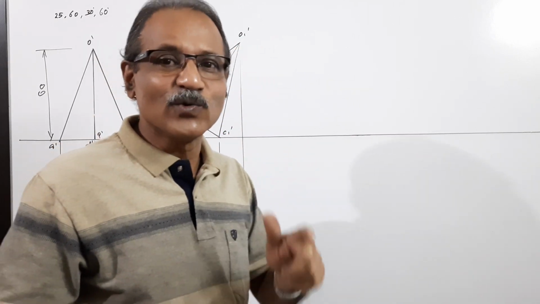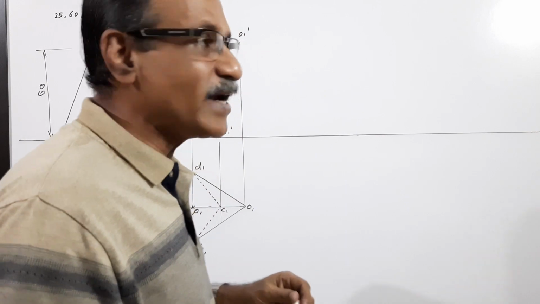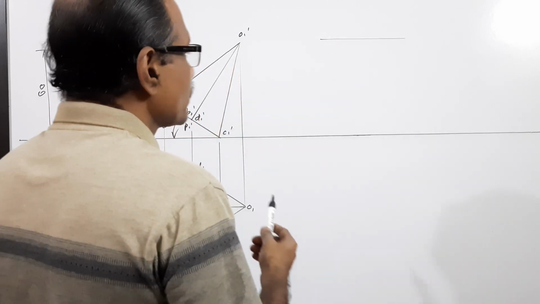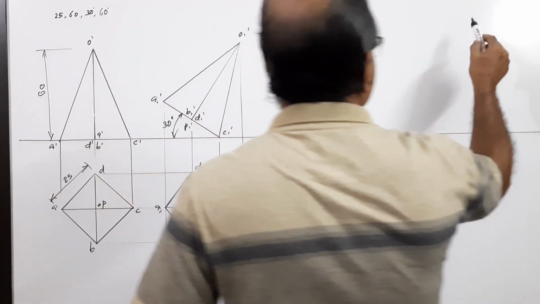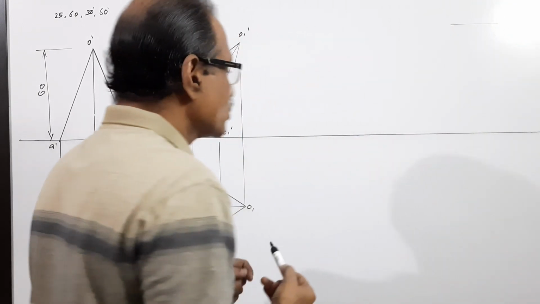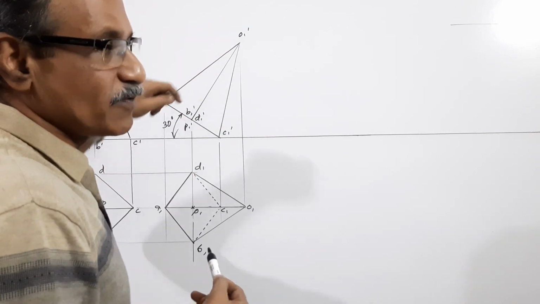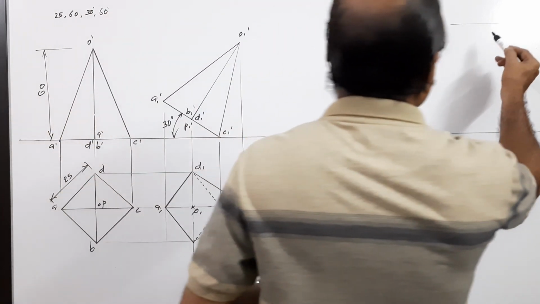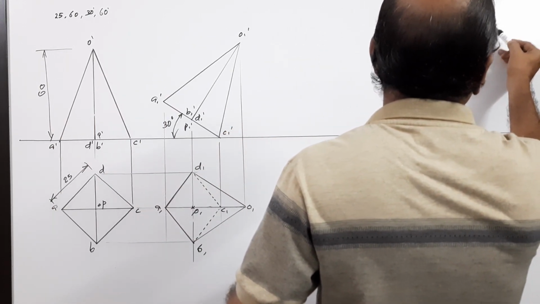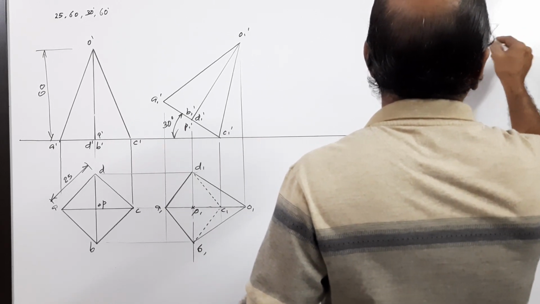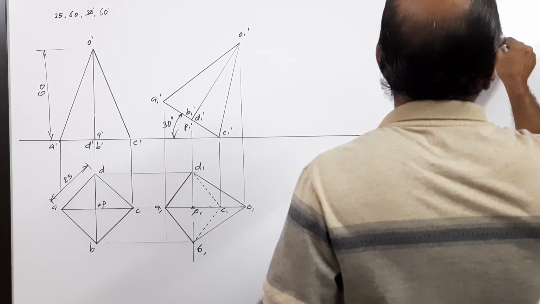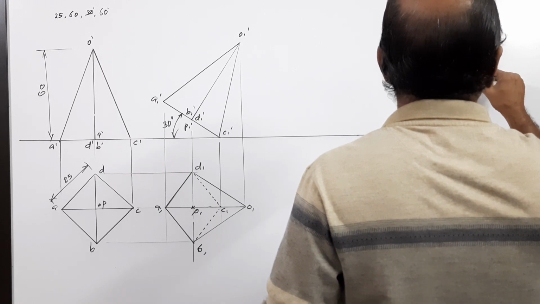Now there is an interesting aspect in this question. How will you find beta? I am making the construction separately. Draw a line. Take the true length of the axis. What is the true length of the axis? It is O1 dash P1 dash. Take the true length of the axis and at phi draw a line. Phi is given as 60 degrees. The true length of the axis is 60 mm.